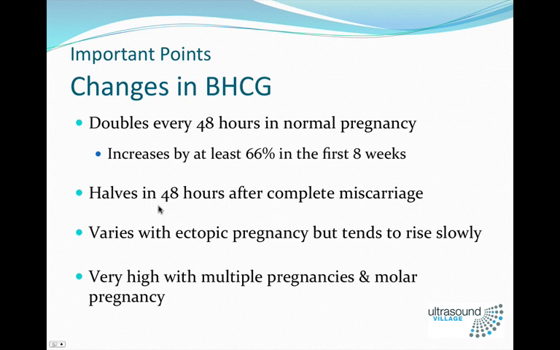It halves in 48 hours after a complete miscarriage. So this is very useful. Those last two groups that we weren't quite sure what it was, we're going to see again with the repeat beta HCG in 48 hours.